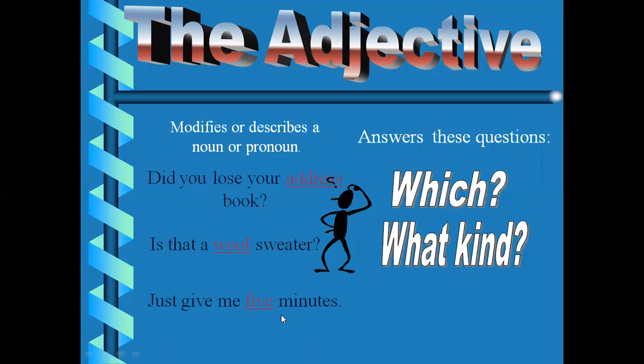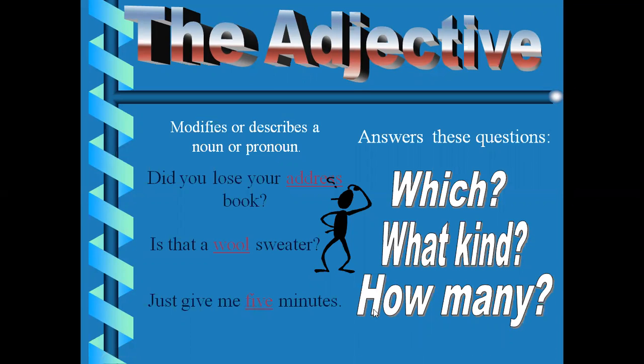Just give me 5 minutes. So here 5 is a number. The numbers also are adjectives. In English, the adjectives include the numbers and the colors. So 5 here is a number, but it's also an adjective, and it answers the question words how many. So the adjectives are words which describe people or things, and they answer the question words which, what kind, how many, what color, and so on.